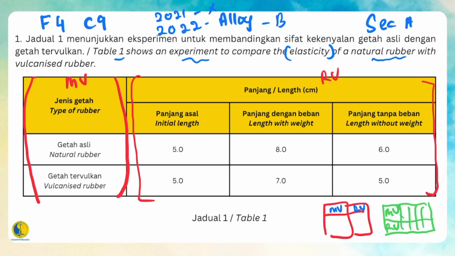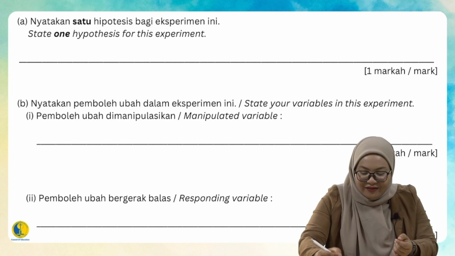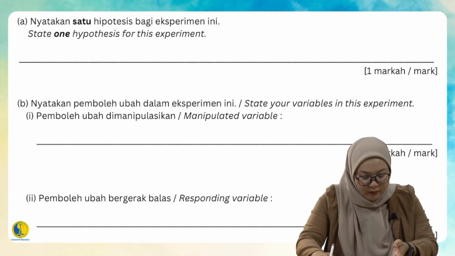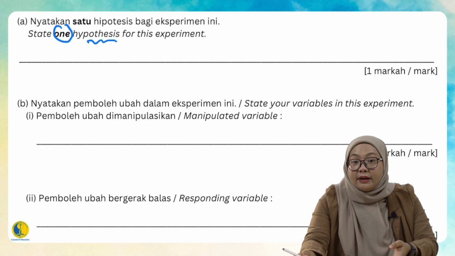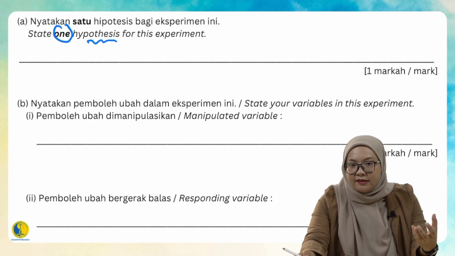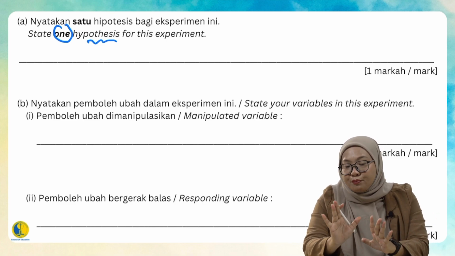Now you know the MV, which is the type of rubber. You know the responding variable, which is the length of the rubber. What do you have to do now? Answer the questions lah. Now let's have a look at the questions. State one hypothesis for the experiment. A hypothesis relates the manipulated variable and the responding variable.